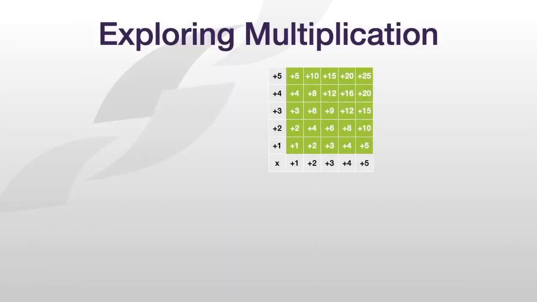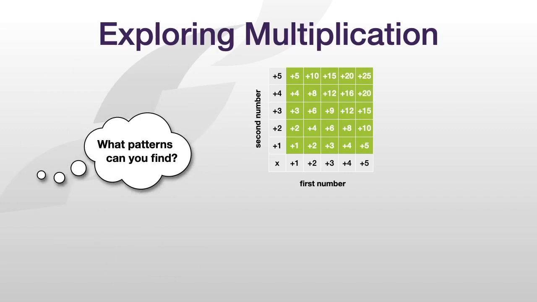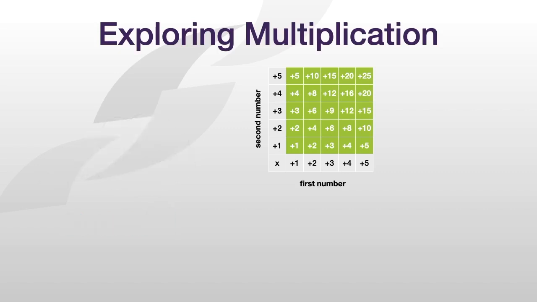Take a moment to think about this partial times table. The first number, or factor, appears horizontally. The second, vertically. What patterns can you find? There are many patterns that you might have found. For example, you might have spotted a pattern in this column.